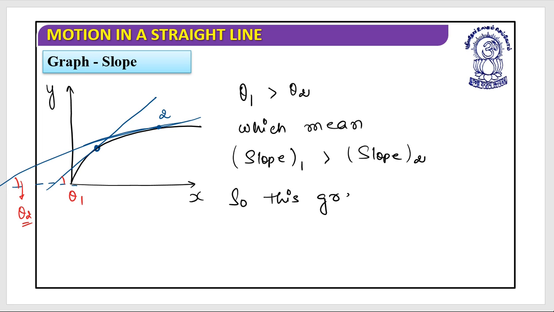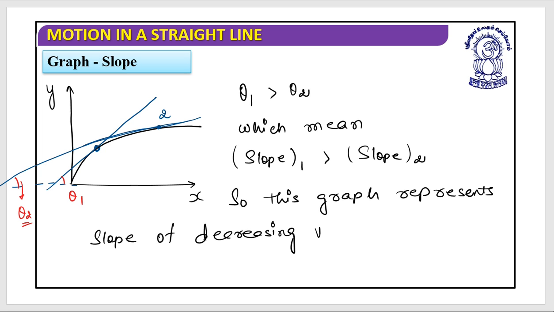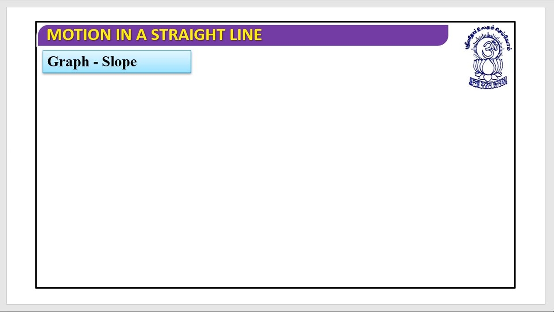this graph represents slope of decreasing value. This graph represents a slope of decreasing value. So let's summarize this. Let's summarize all the situations. You just try to recollect all this.